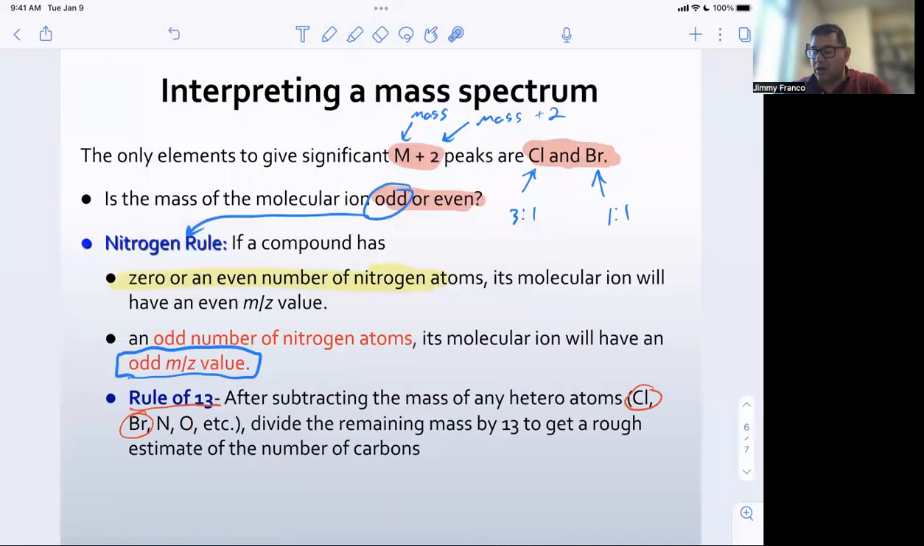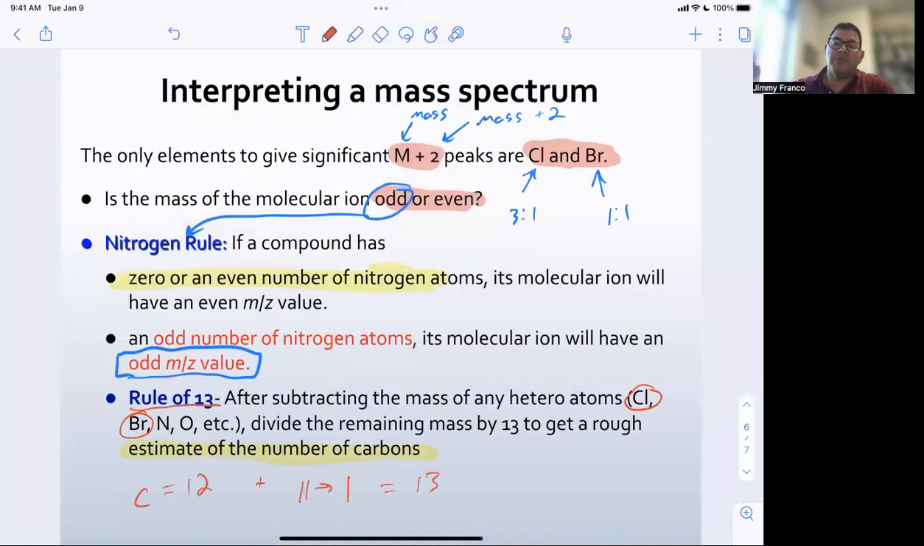After you've subtracted all those other atoms that you can figure out from other pieces of information, you want to divide the mass by 13. And what this is going to give you is a very rough estimate of the number of carbons. And where that number 13 comes from is carbon has a mass of 12, and you're going to have at least 1 hydrogen, right? On most carbons, every now and then you can have a quaternary one, so there's no hydrogen, but you're probably going to have at least 1, probably more. So if you add those 2 together, you get 13.